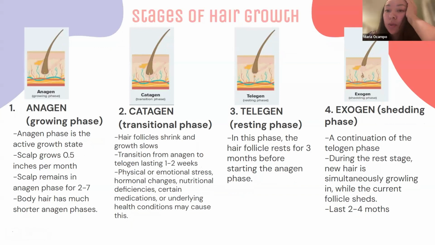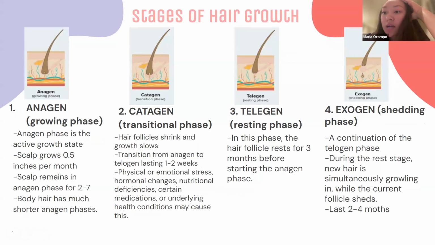So for the stages of hair growth, we have 4 stages. There's 1 through 4. I'm going to be explaining the first one. So the anagen phase, this is basically the growing phase. Hair grows 0.5 inches per month, specifically on the scalp, and this lasts 2 to 7 years, depending on the person. For the body hair, there are much shorter anagen phases.